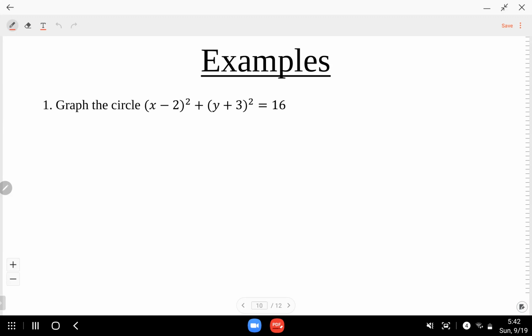So I would like you to put the coordinates of the center and the radius of the circle in chat, because those are the two things we need to graph the circle. So those are most important. All right, so please put the center and the radius in the chat once you figure it out.